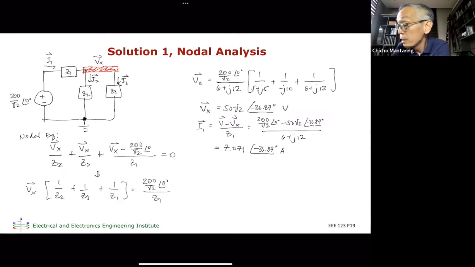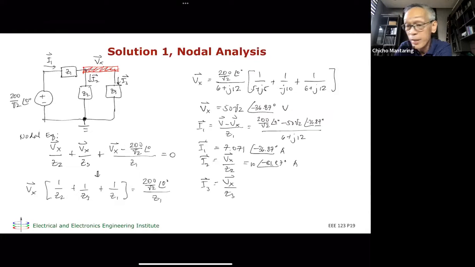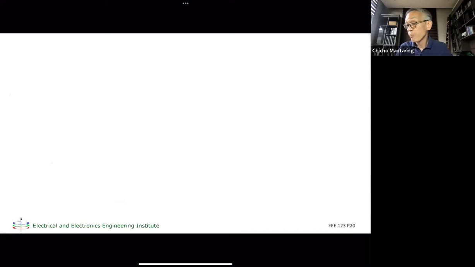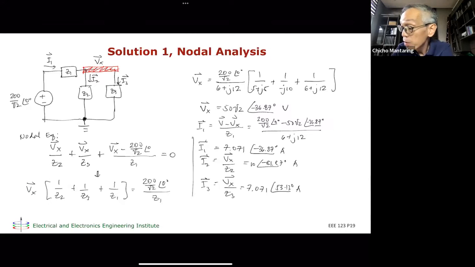Anyway, okay. So ito yung I1. No? Similarly, I2 is just v of x over z2. No? And this is 10 at an angle minus 81.87 degrees amperes. And I3 is just v of x over z3 at an angle 53.13 degrees amperes. So alam na natin to.